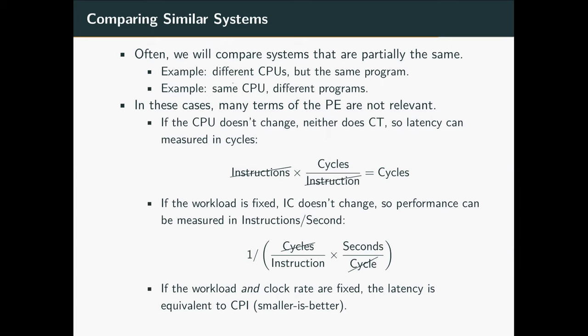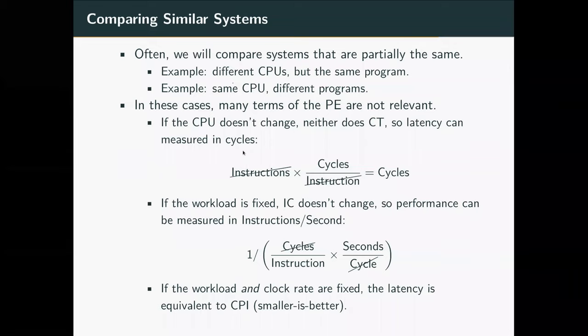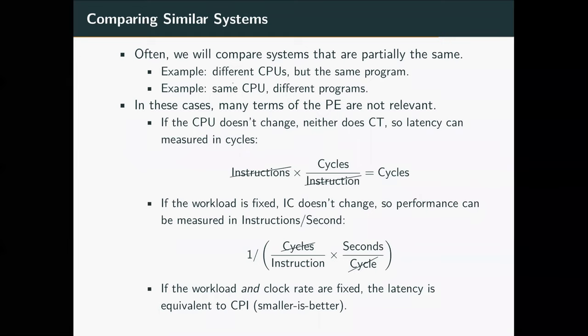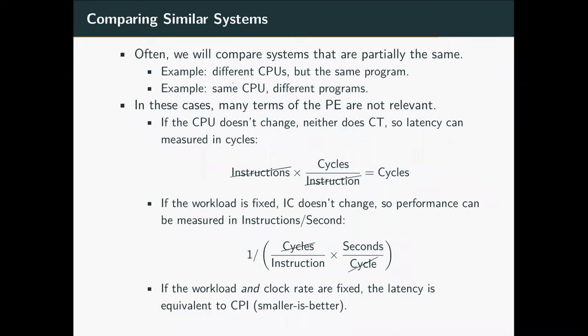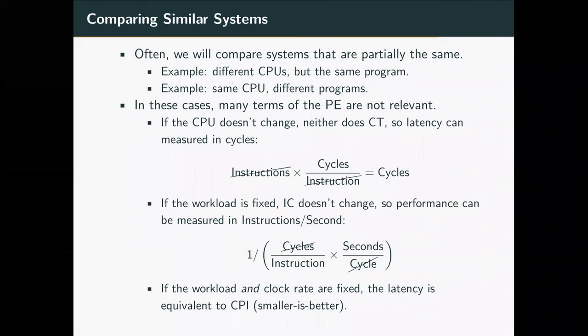If the CPU doesn't change, then the cycle time is never gonna change. So we can just effectively measure our latency in cycles. So we can just get rid of the last term. We don't have to convert it to seconds. Cycles are going to be constant across both systems. If the workload is fixed, instruction count isn't going to change. So we're running the same program, same inputs. So we can just measure performance in instructions per second. We don't really care about the full number of instructions that are being executed.